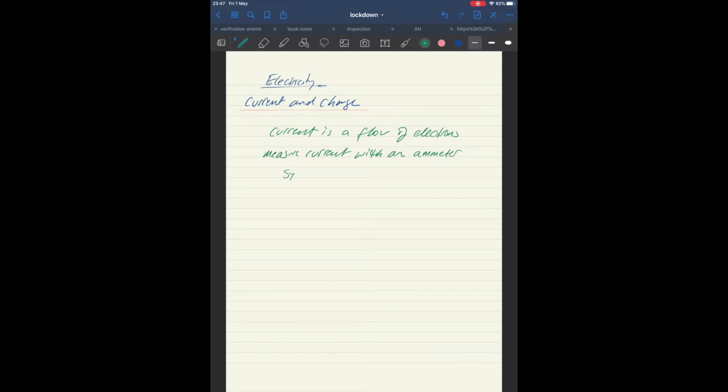The symbol for an ammeter is two lines and an A in the middle. That's not a great diagram, but bear with me. And you connect ammeters in series, and that will make a lot of sense to you just now, but you'll see in a minute.